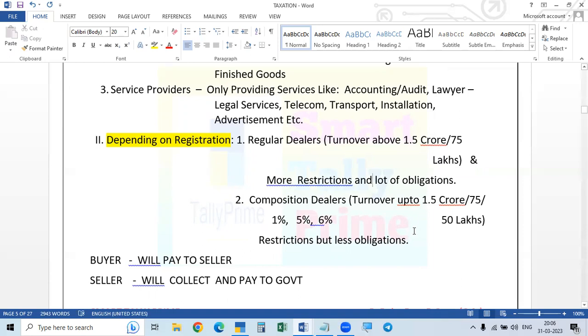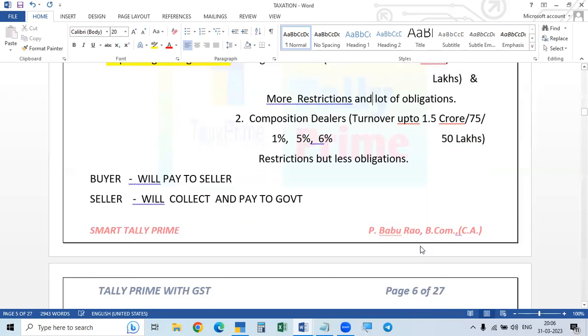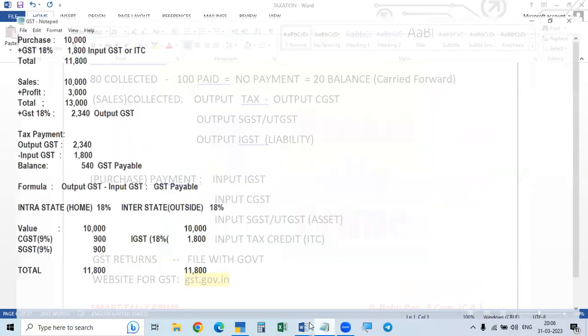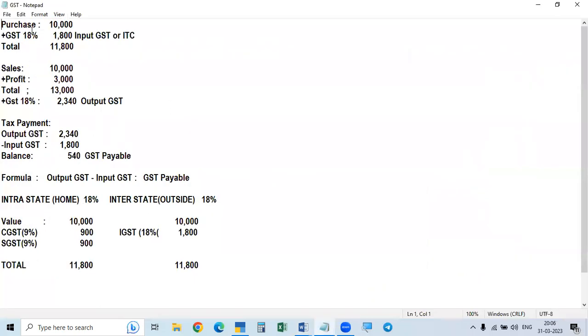That is how the GST will be collected, and when you are making payment, we can make an adjustment. Example: when you purchase for 10,000, GST is 18%. So it is 1,800. It is called input GST or ITC. ITC is 1,800, total is 11,800.